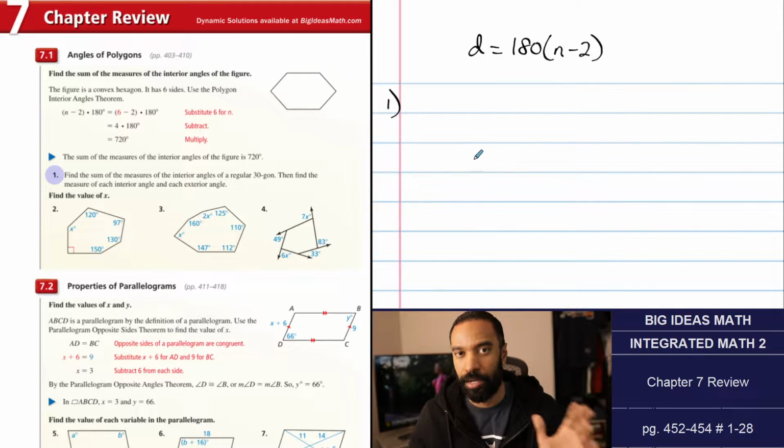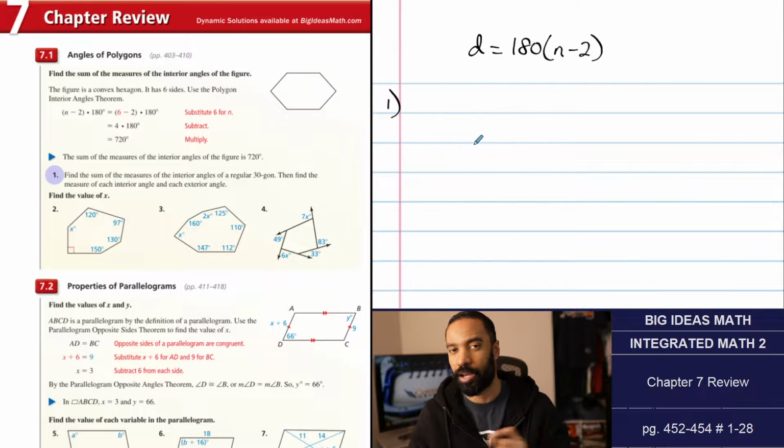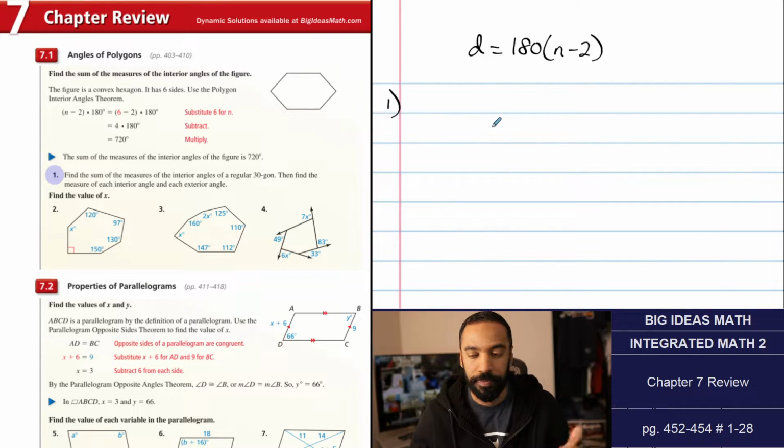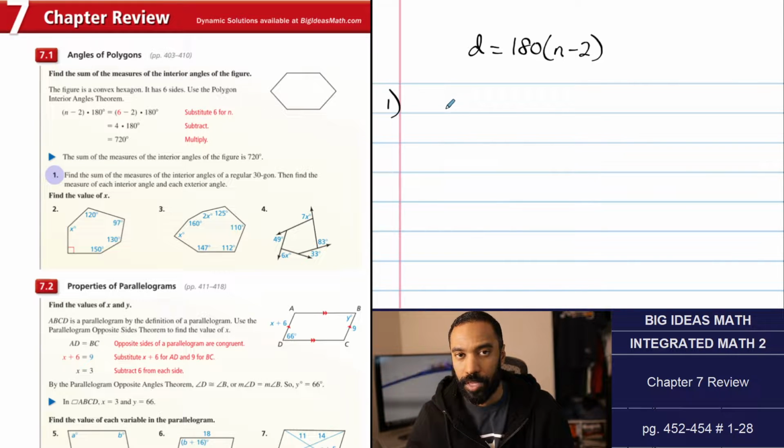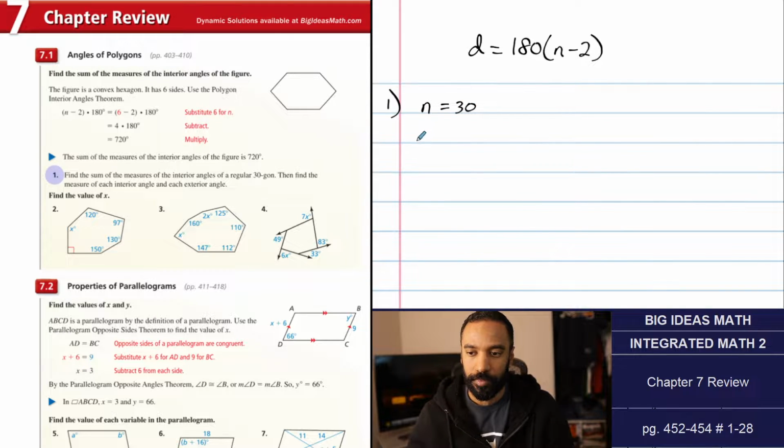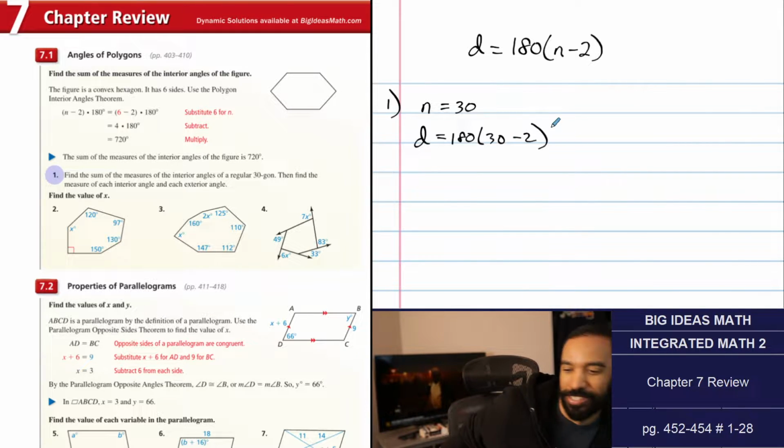Now, a regular 30-gon means a 30-sided polygon, all with equal sides and angle measures. The sum is going to be the same regardless of whether it's regular or irregular. N is 30 in this case. So D is 180 times 30 minus 2. And I regret immediately not having a calculator on hand. I have my phone right here. Give me 1 second.